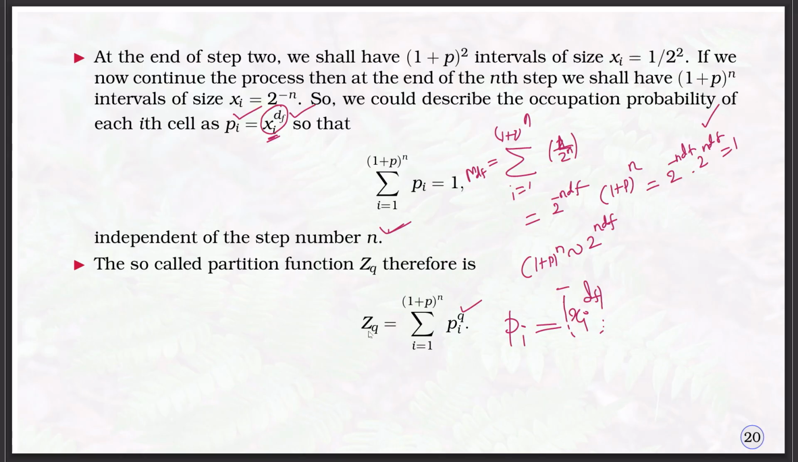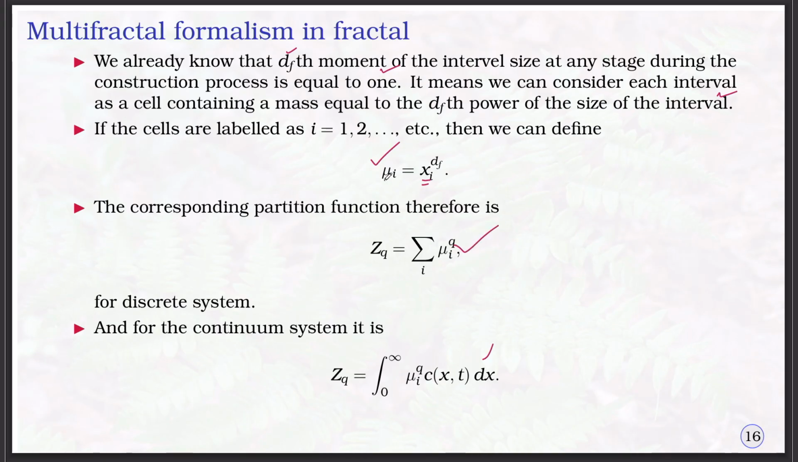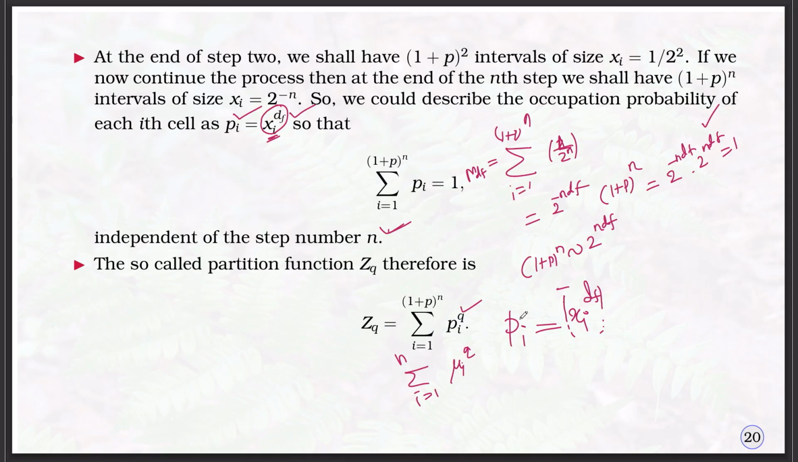Now the partition function Z q is defined like this: pi power q, that means mu i power q. We define the partition function for i equal to 1 to n, as given in the procedure of multifractal formalism. We take mu i equal to xi power df, that conservative quantity, because if you treat each interval as a cell containing a mass equal to the dfth power, it equals the total size of the initiator. We are constructing recursively. This is the important thing: we create the probability as xi power df, and now take the summation of this to the power q.